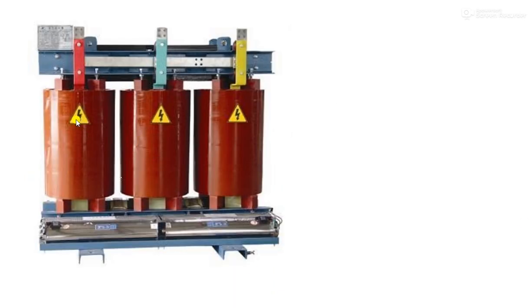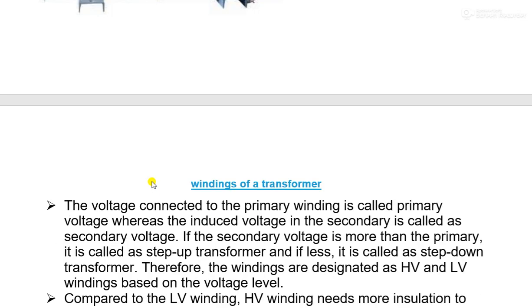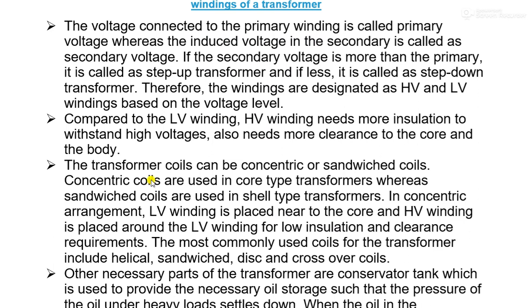Here in this figure we clearly see the windings. Though it looks like a single winding, there is a laminated core compressed over here, and from this, input and output will be drawn. The base on which it is wound is called the core. In the windings of a transformer, the voltage connected to the primary winding is called the primary voltage, whereas the voltage induced in the secondary is called the secondary voltage.